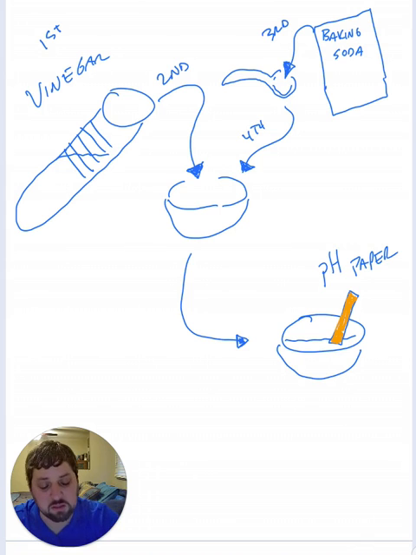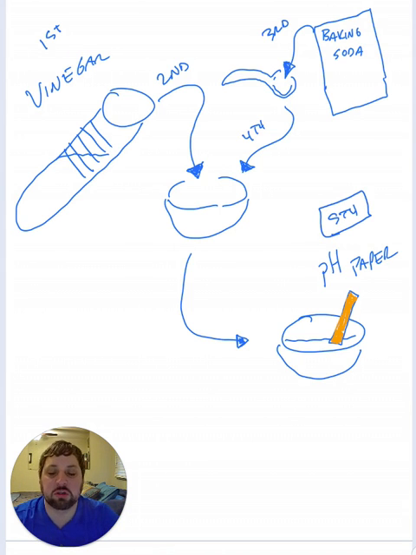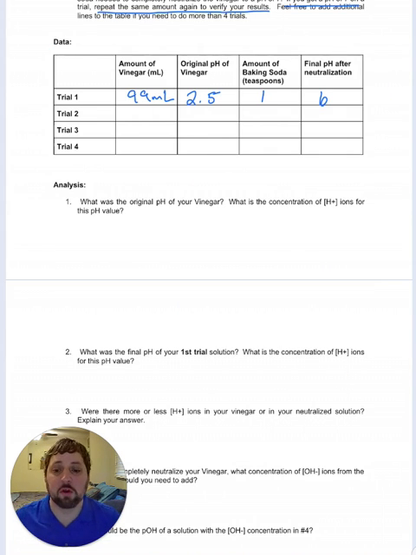And then finally, we want to test our new solution and see, did we get a pH of 7? If so, do it again. If not, adjust the amount of baking soda to either be more or less depending on your pH. Okay, so after you get your 4 trials, 5 trials, 6 trials, however many it takes, you will then move on to the analysis questions.